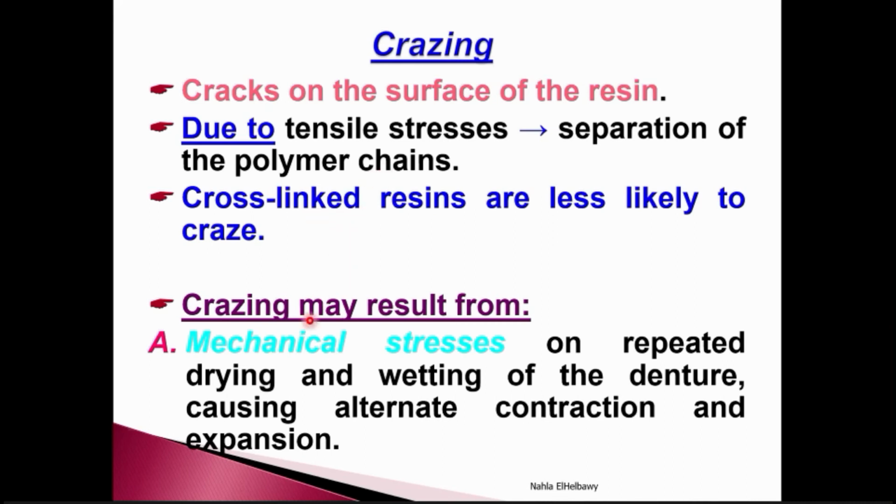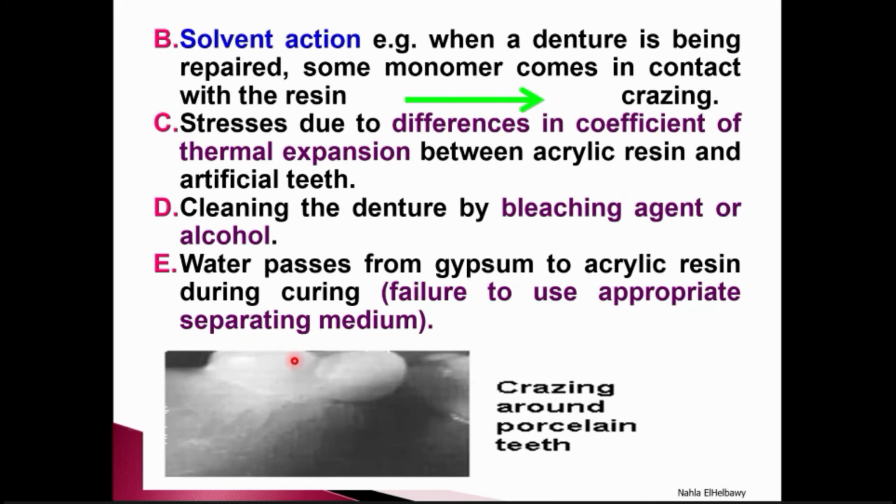So crazing may result from, number one, mechanical stresses, because of repeated loading or fatigue stresses, which will result in alternating contraction and expansion. So the cyclic loading results in separation of polymer chains. This separation of polymer chains will result in a micro crack between polymer chains, which we call crazing. Similarly, solvent action: if we apply monomer, because monomer can solubilize certain parts of the polymer chain, it will result in crazing.